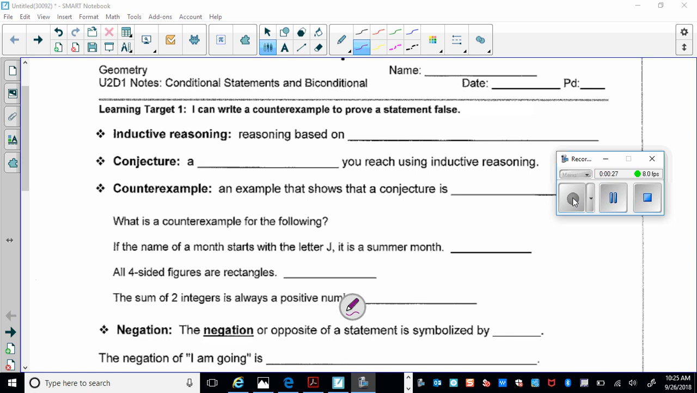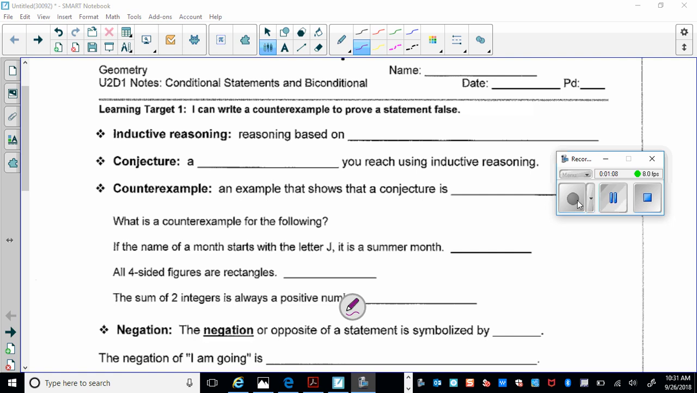Conditional statements and biconditionals. And one thing you guys are going to find out is when we are done with this unit, you're probably going to feel like we were in an English class versus a geometry class. But logical thinking is part of the math way of thinking, and it is included in the geometry section of math. So you're learning how to write a statement, how to say if a statement is true or false, and things like that. So the first learning target we're working on right now is: I can write a counterexample to prove a statement is false.